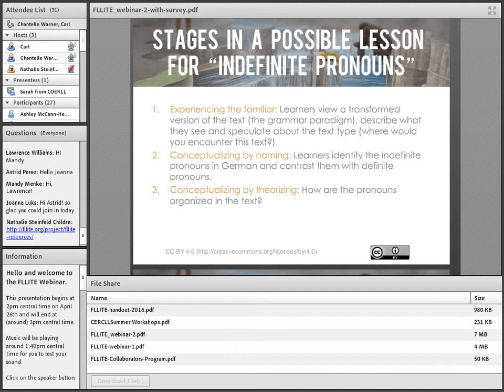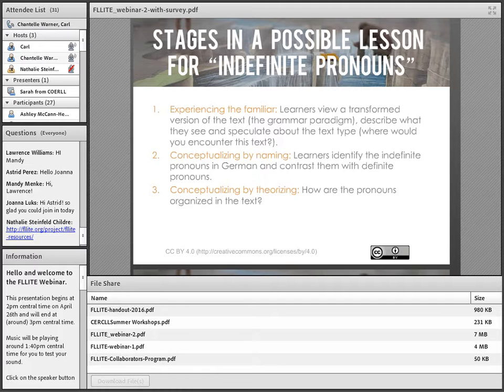The first pedagogical act in my lesson could be to ask learners to experience the familiar by sharing this transformed version, a text that I've already changed into another kind of text, with them and asking them what they see, what kind of language it is, where they might expect to find it. Many of them will probably pretty readily recognize it as a kind of grammar paradigm. I might move from conceptualizing to naming, although some of this work has already been done by the title, which clearly marks it as a list of indefinite pronouns.